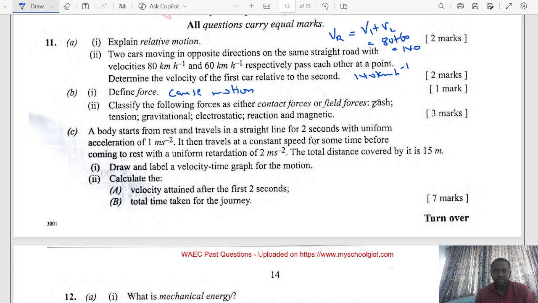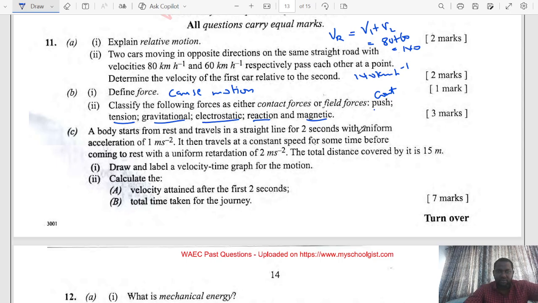Now the second one says classify the following forces as either contact force or field force. Push is contact. Tension is contact. Gravitational is field force. Electrostatic is a field force. Reaction and magnetic. Reaction is a contact force. Magnetic is a field force. So gravitational, electrostatic, and magnetic are all field forces. Okay, very important.